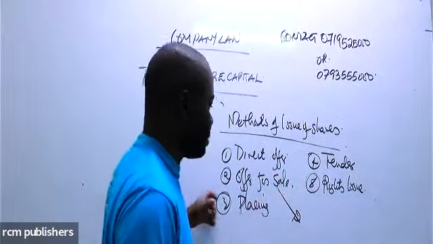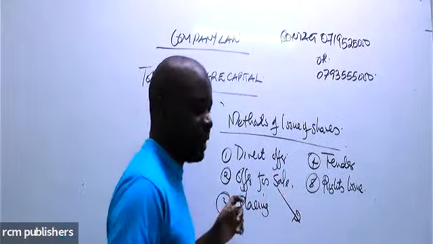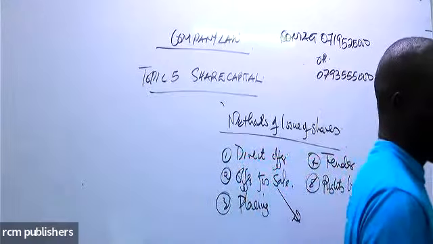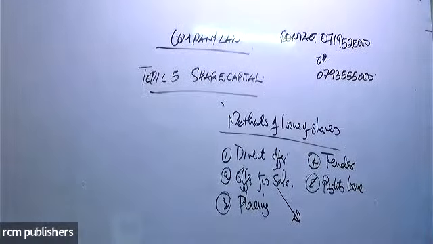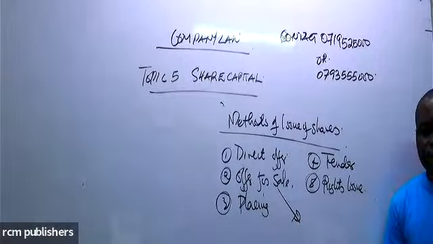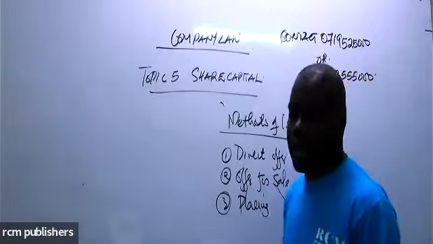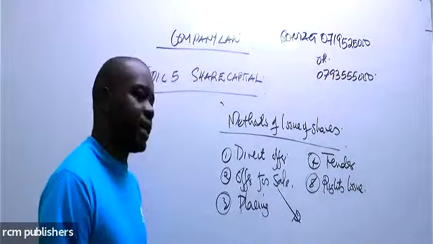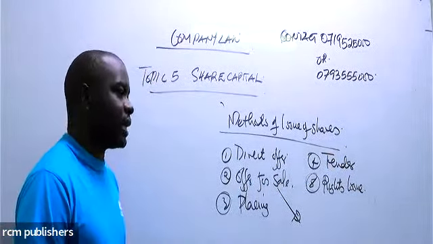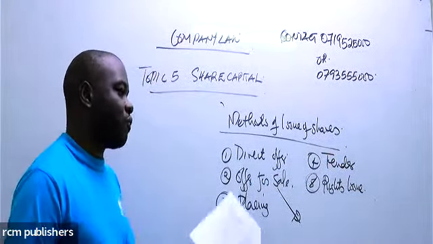This one is advantageous because it saves time for directors. They won't be involved in that tedious process of coming up with the prospectus; this is left to the issuing house. The time that could have been spent by directors preparing a prospectus, they can concentrate on other matters pertaining to running the affairs of the company. So that is offer for sale.